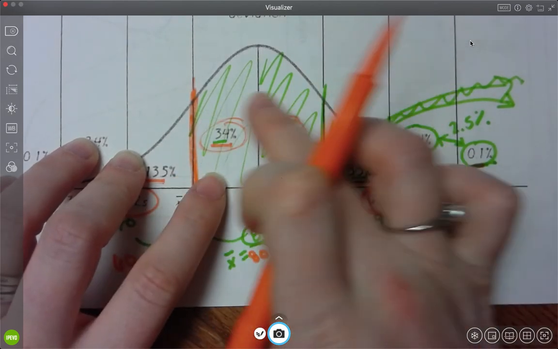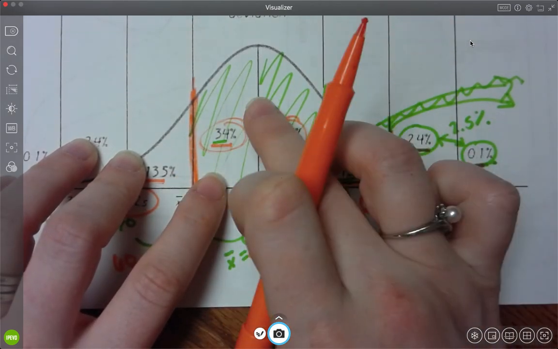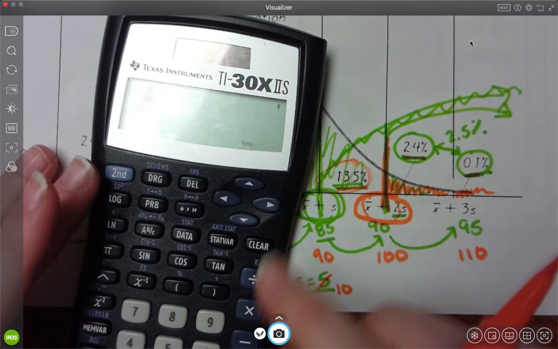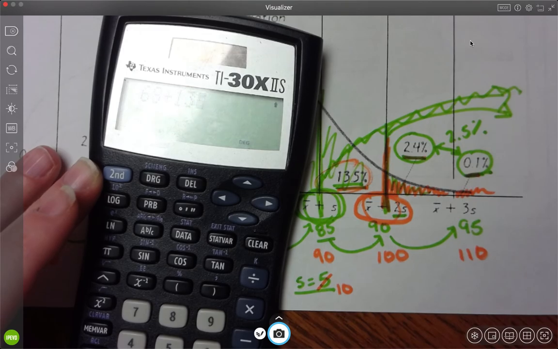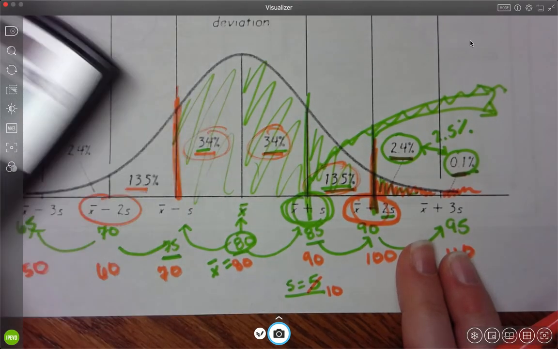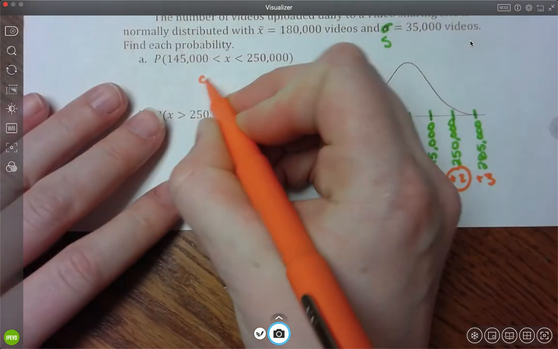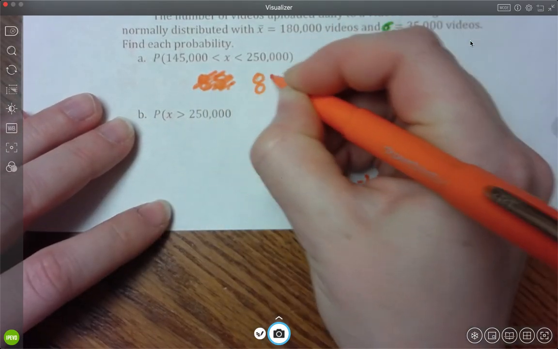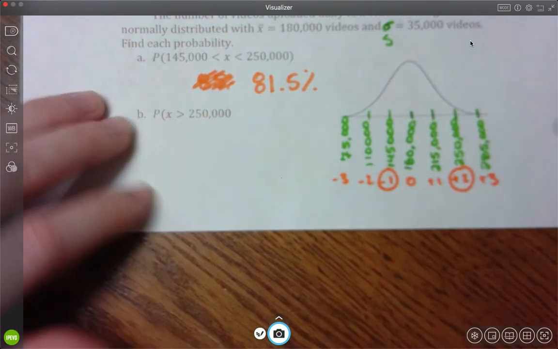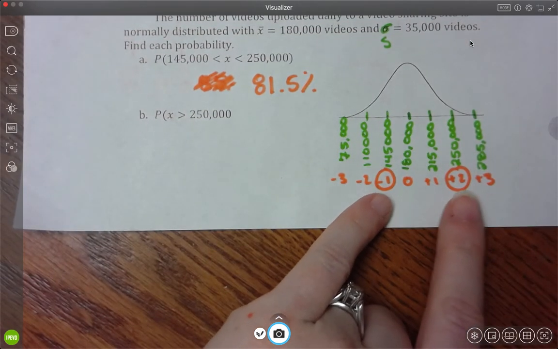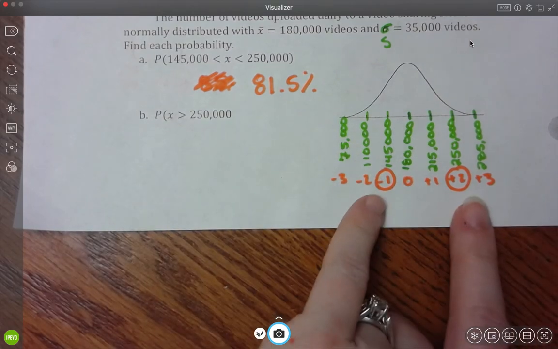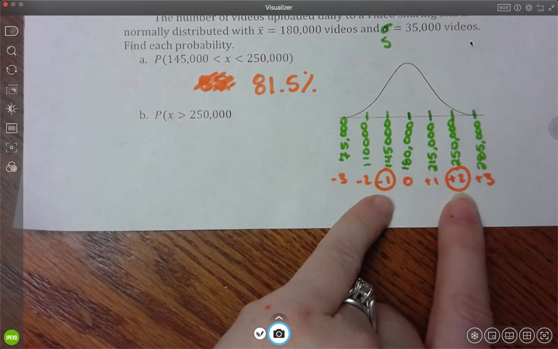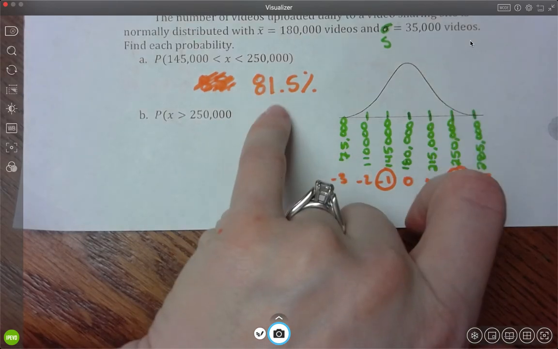This is 68 right here. 34 and 34 is going to be 68, so I just need to add 13.5 to that. So 68 plus 13.5 is going to be 81.5. Okay, that's the percentage. 81.5% of the time there's going to be between 145,000 and 250,000 videos uploaded in one day.